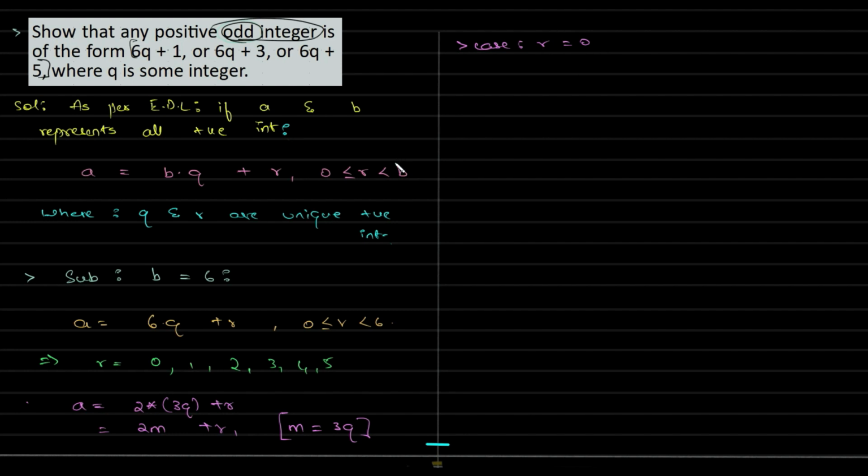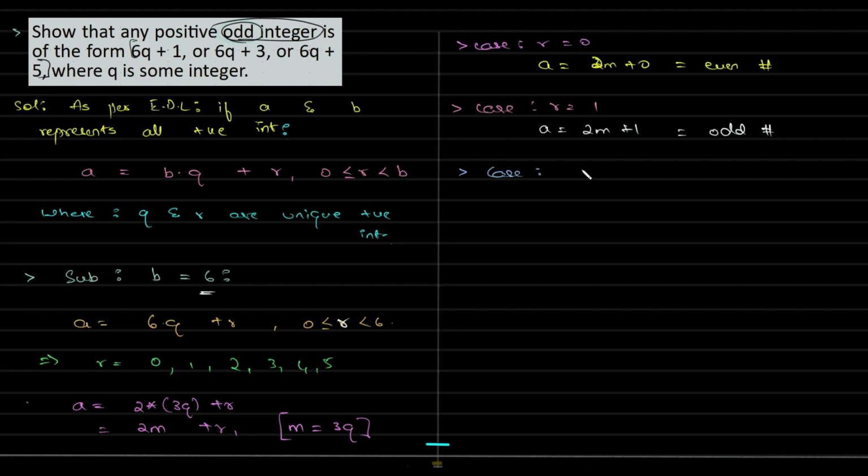So now when the remainder is 0, we have A is equal to 2M plus 0. 2 into something is an even number. Now the case when the remainder is 1. So we have A is equal to 2M plus 1, which is an odd number, right? All we did was write the Euclid division lemma statement, and we wrote that, okay, these are the possible remainders if we divide with 6. And now we are taking each case and showing that, okay, this represents an even number, this represents an odd number. So we are just doing that.